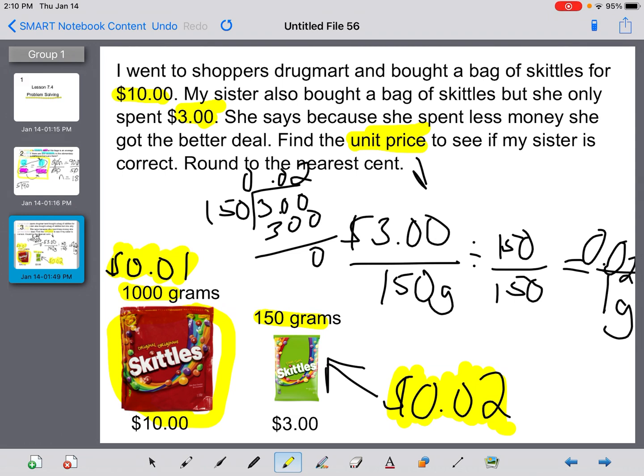Maybe you only want a small bag, then it's okay to spend a bit more money. But if you're going to have a party and you want to have people over, you would probably be better off to buy this big bag of Skittles as opposed to buying the smaller bag over and over again, because this big bag is cheaper.